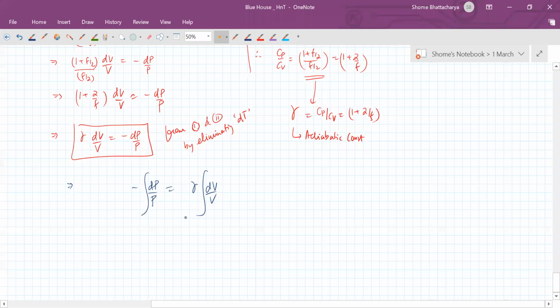Well, let's say initially the pressure was P naught when the volume was V naught, and at some time T the volume is V and the pressure is P. So we have minus of ln P from P naught to P is equal to gamma times ln V from V naught to V. So minus ln P by P naught is equal to gamma times ln V by V naught.